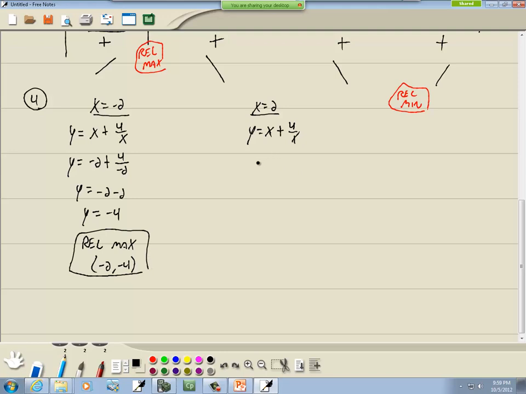On this one, I'll plug 2 in. So we got y is equal to 2 plus 4 over 2. 4 divided by 2 is 2, so we get y is equal to 4. So there's going to be a relative min at 2, 4. And those will be your answers.